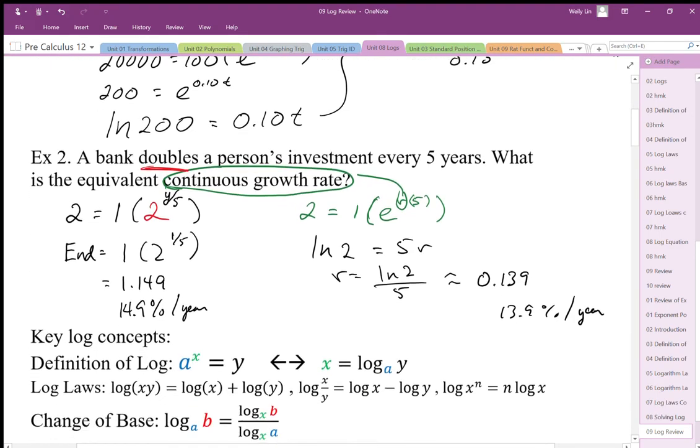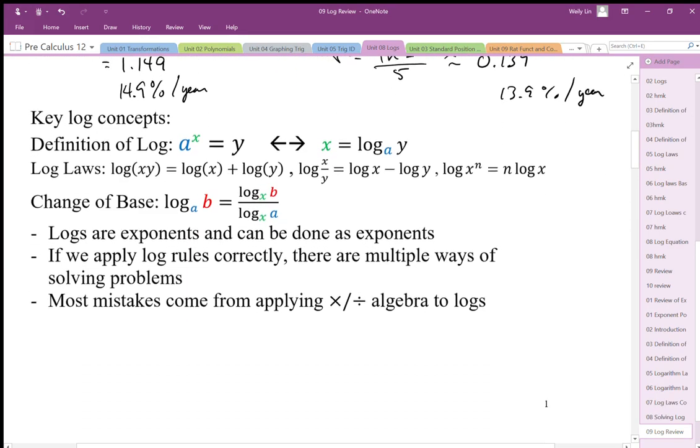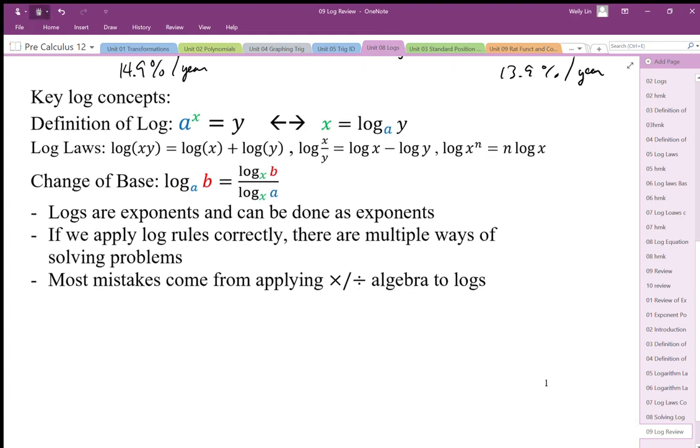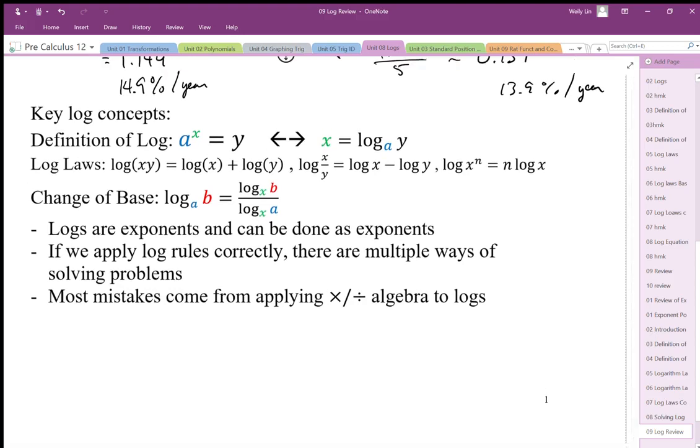Okay, so let's get into more of the logs. The key concepts for logs. When we talk about logs, there are basically 5 things with logs. We have our definition of log, that's very important. Understanding how to convert an exponential expression into an equivalent log and vice versa.